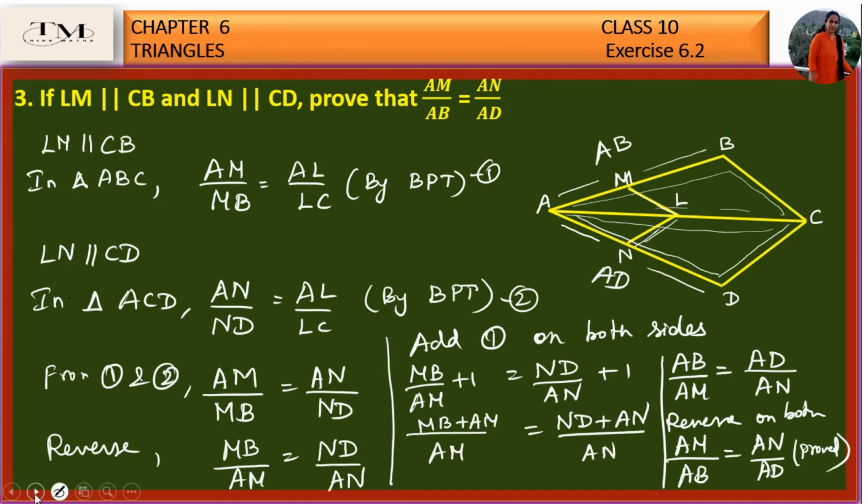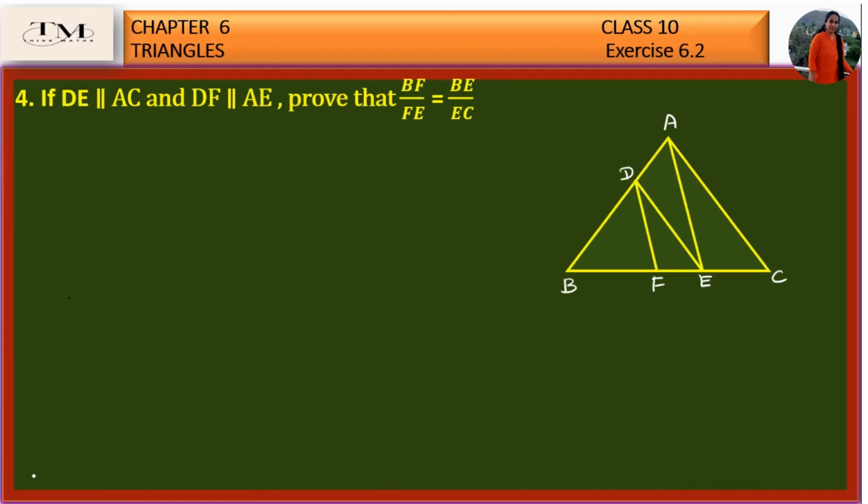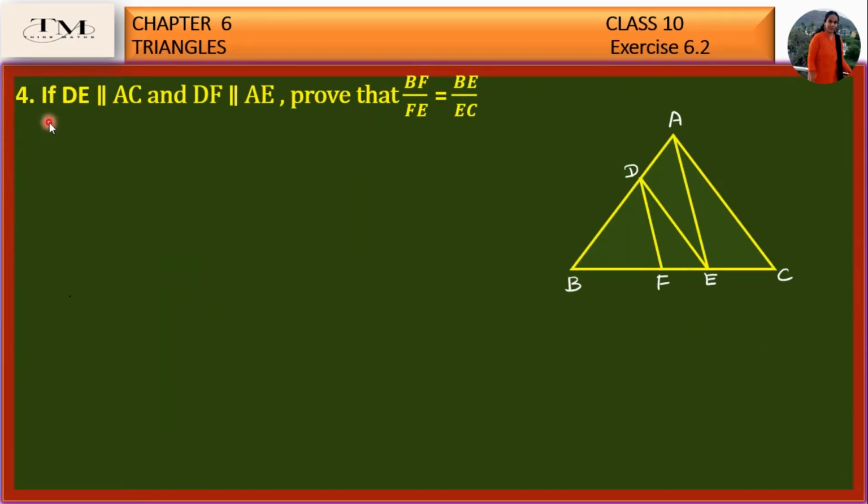So moving on to the next problem on the next page. Fourth question. If DE is parallel to AC and DF is parallel to AE, prove that BF by FE is equal to BE by EC. In the same way, we have to use the basic proportionality theorem. So what is given? DE is parallel to AC. So this line is parallel to AC.